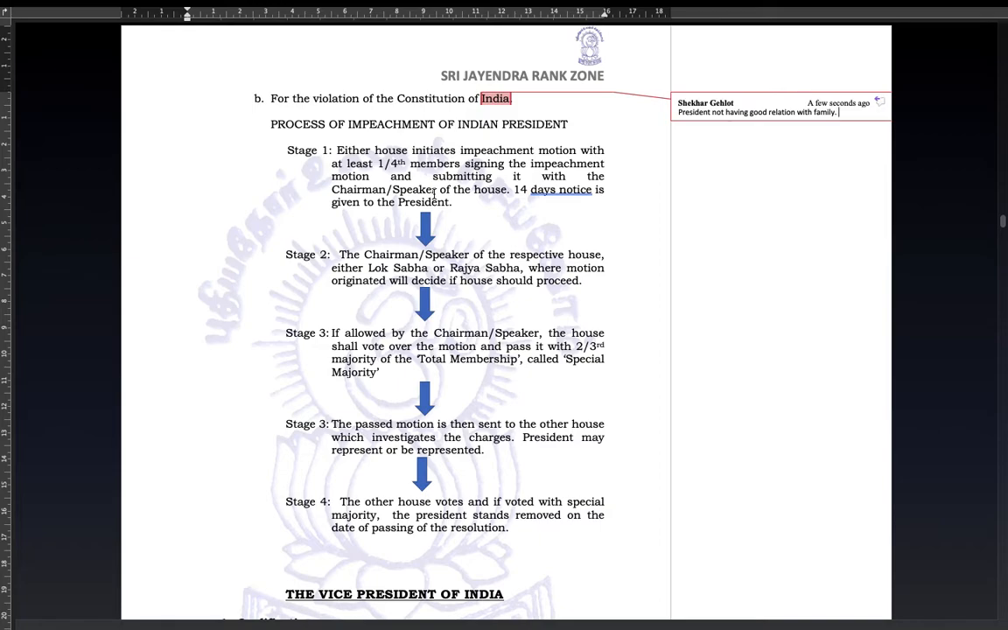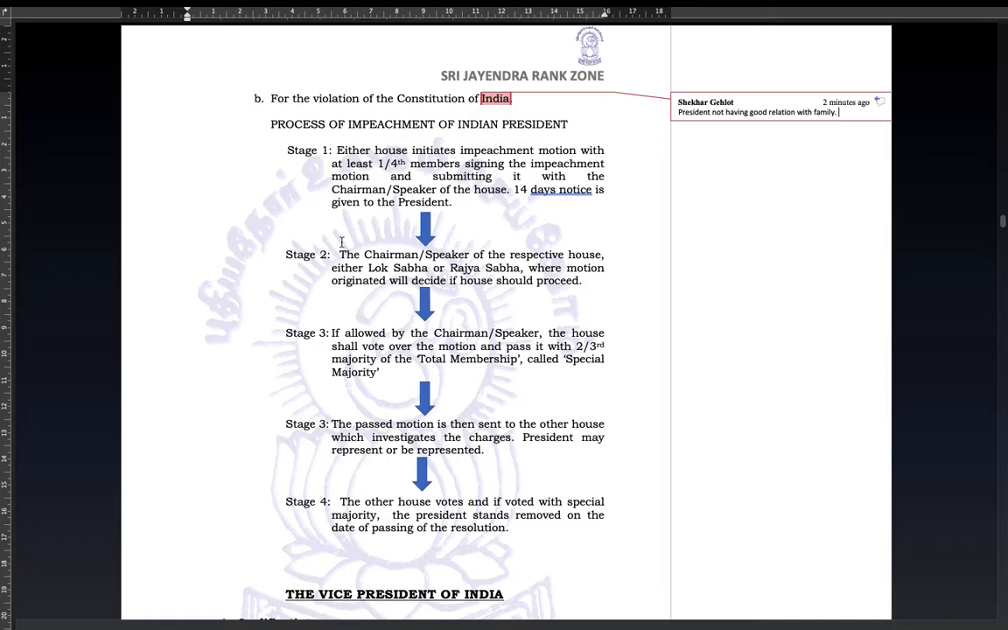Okay, it will be submitted to the, suppose it is originating in the Rajya Sabha, then it will go to the chairman, because the president of the Rajya Sabha is called chairman. And if it goes to the Lok Sabha, then the speaker, because the moderator of the Lok Sabha is called speaker of the house. 14 days notice is given. The president can give a reply to this impeachment motion within these 14 days if he wishes to.